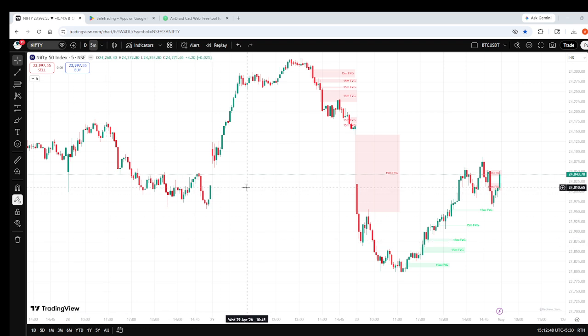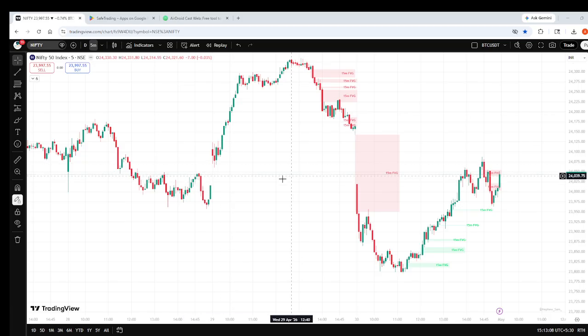So in this session, we are going to backtest the SafeTrading AI level app. We are going to see the overall performance for the last week. Also, we're going to test this app on crude, and along with that, at the end, we're going to try to determine the fractal nature of the market for the upcoming week.